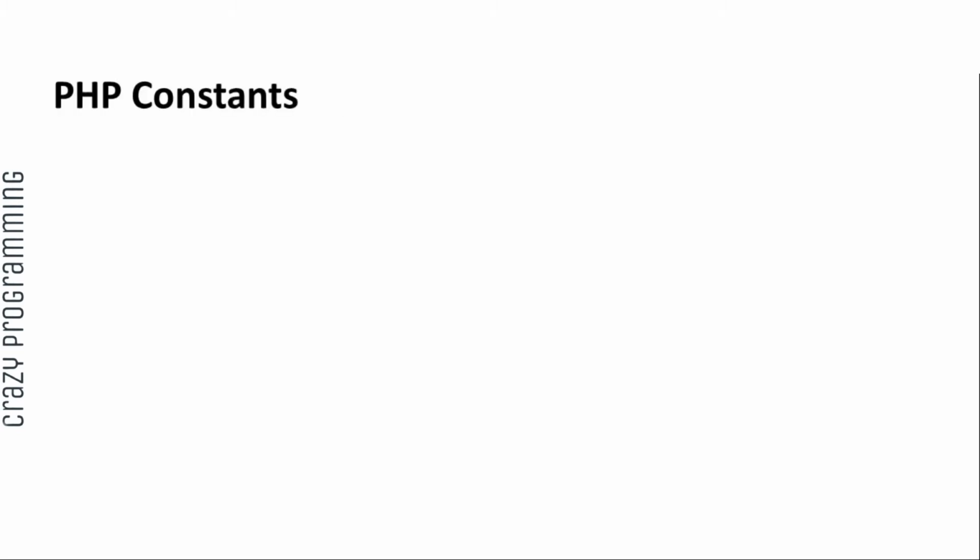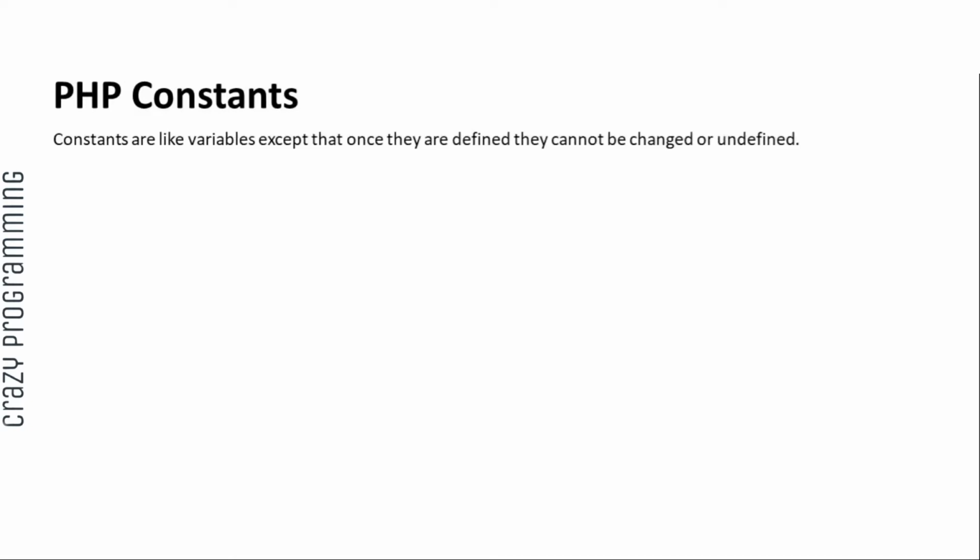In this lesson, we are going to learn PHP constants. So we will first understand what constants are. Constants are like variables, except that once they are defined, they cannot be changed or undefined. So using the word constant, we already understand what it means. The number or the variable which we are going to use will be constant. It will not change. Alright.